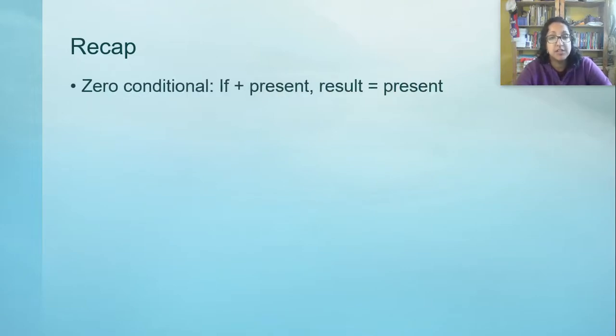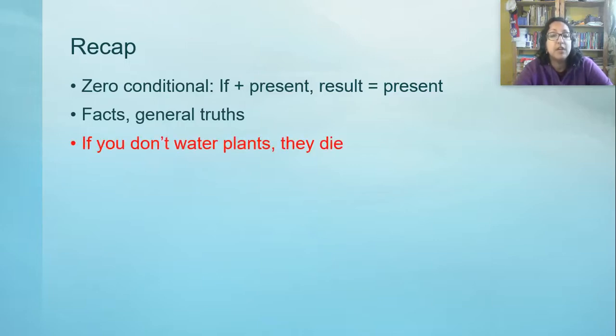The zero conditional is formed by using if with a present tense for the condition, and the result clause is also in the present tense. We use it to talk about facts and general truths. For example, if you don't water plants, they die.